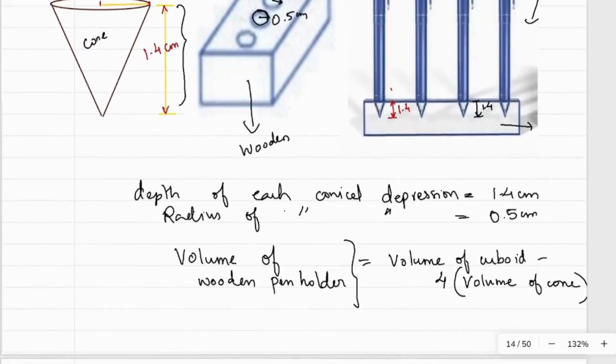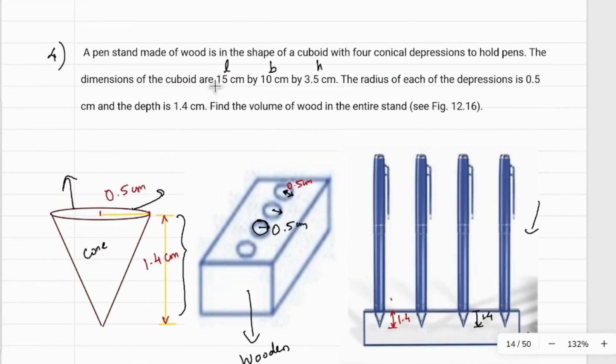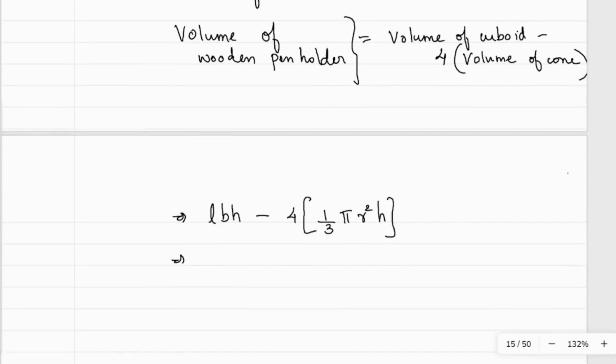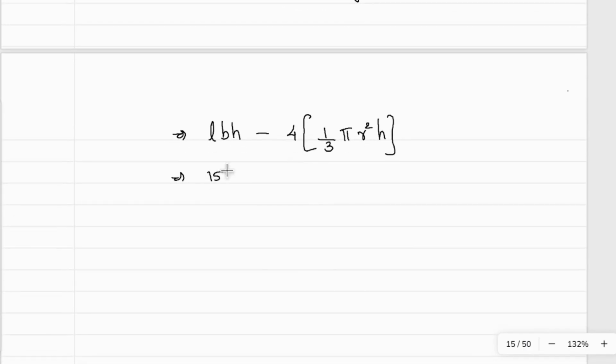What's the volume of a cuboid? It is equal to LBH. And the number of cones is 4. And what is the volume of a cone? It is equal to 1 by 3 pi r square h. Okay, so here in the question the dimensions of the cuboid are given. So 15, 10 and 3.5 are the corresponding length, breadth and height of the cuboid. So L is equal to 15, breadth equal to 10 and height equal to 3.5.